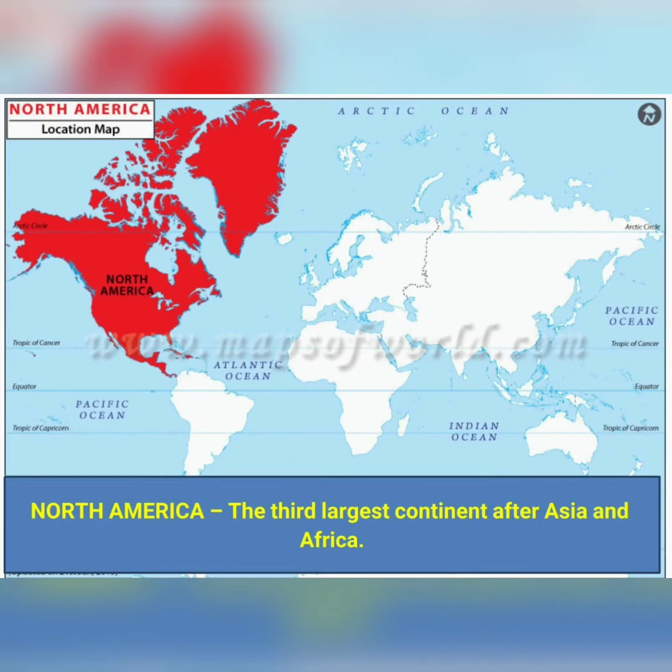Now, see the location of North America in the world map. North America is the third largest continent after Asia and Africa. The continent occupies an area of more than 19 million square kilometers. It includes the second and the fourth largest countries of the world, that is, Canada and the United States of America. It is located in the western and northern hemisphere.